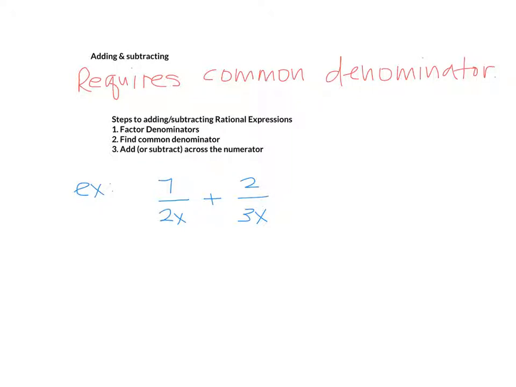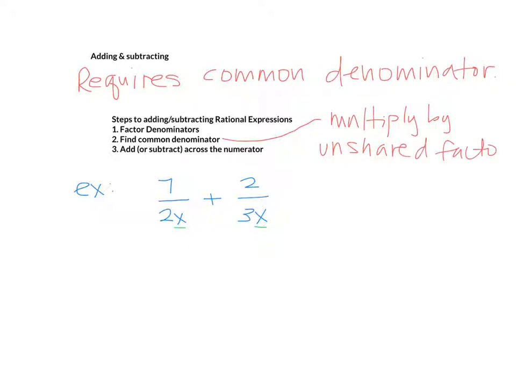Okay, so this part right here, find the common denominator, this is the tricky part, and I'm kind of glossing over that. So if we look at the example I have there, you can see that they are in part the same. They share an x. They share a factor of x. So in that case, we only need to multiply by unshared factors in the denominator. Okay, so it can be helpful to factor and identify what's shared.